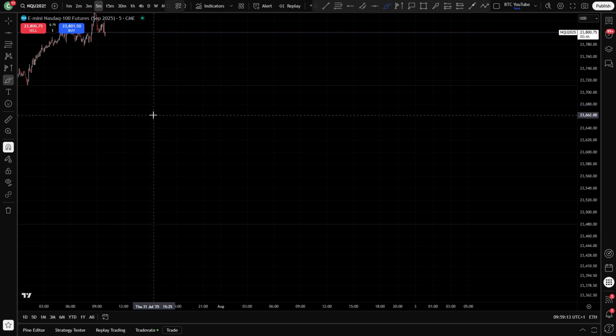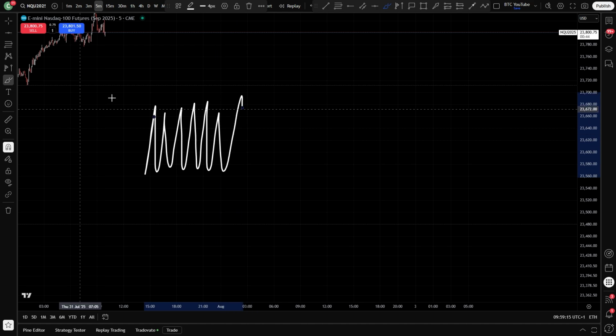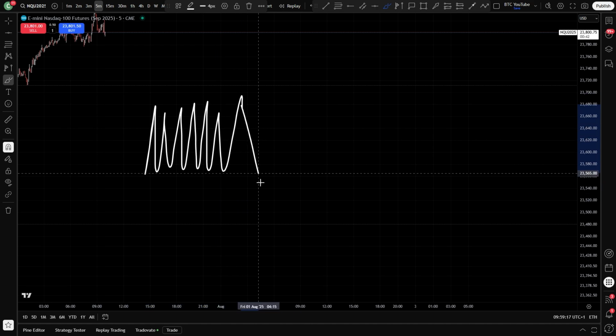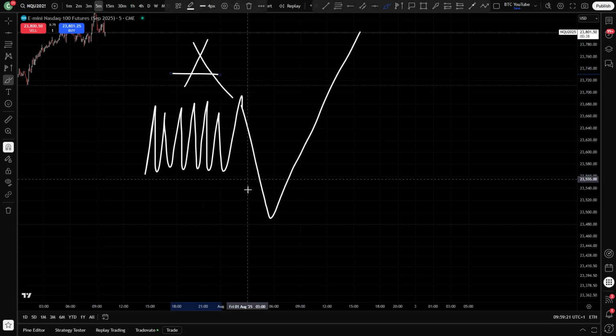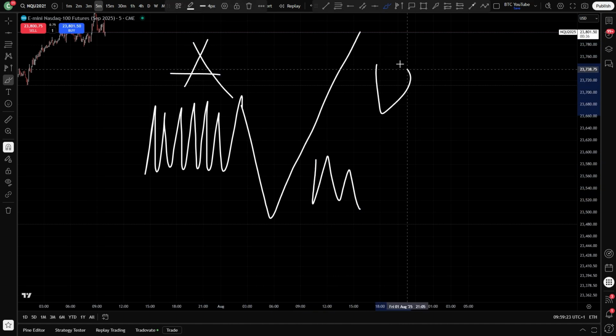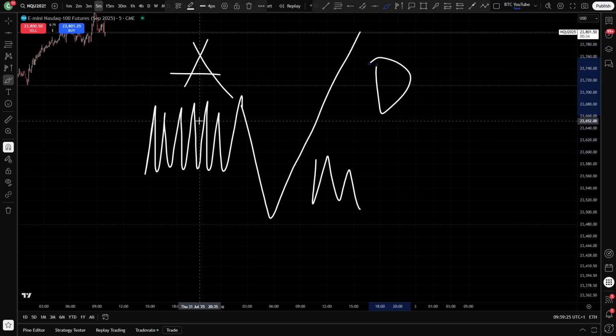So very simply, we're looking for this. You've got your accumulation in the market that you get so often. You're looking for your manipulation and your distribution. This is basically the model. AMD. Very, very simple. Easy to spot on the charts.